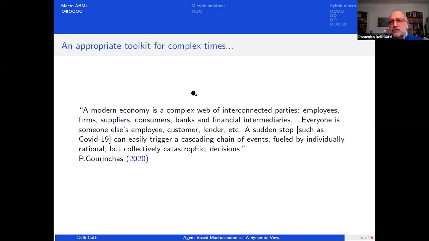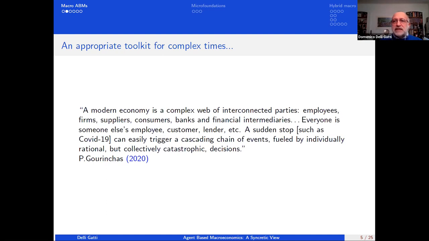Let me start with two very interesting quotations. One is from Pierre-Olivier Gourinchas, from a short public policy paper on COVID-19. Gourinchas is certainly not a member of the agent-based community. It says the following: the modern economy is a complex web of interconnected parties: employees, firms, suppliers, consumers, banks, and financial intermediaries. Everyone is someone else's employee, customer, lender. A sudden stop, such as COVID-19, can easily trigger a cascading chain of events, fueled by individually rational but collectively catastrophic decisions. I couldn't describe better a complex adaptive system.